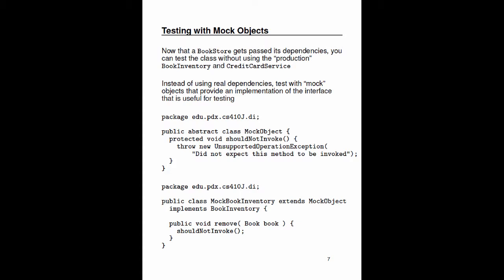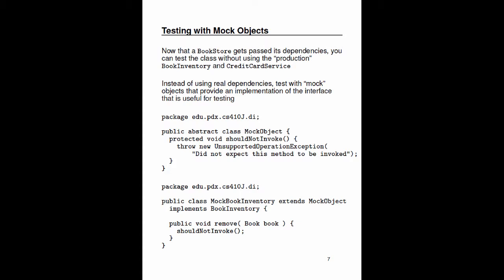Okay, so now that we have a bookstore that has its dependencies passed to it, you can test it more easily without using the production book inventory and credit card services, right? It just takes these two interfaces. So in a test, you don't have to provide the full implementation or an implementation that goes off to a web service or something. You just need to provide the bookstore class an object that behaves like a credit card service should. So instead of using real dependencies, you can test with mock objects that provide an implementation of the interface that is useful for testing.